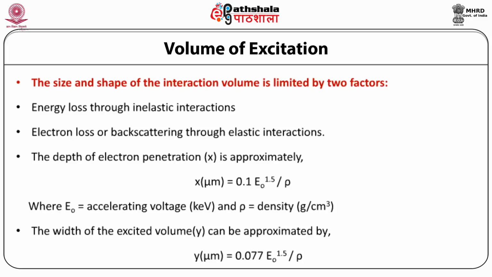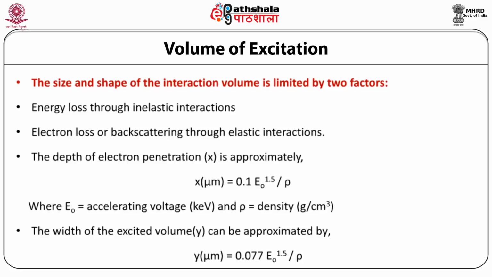Second, the influence of atomic number of the solid on the interaction volume. In specimens of high atomic number, the electrons undergo more elastic scattering per unit distance, and the average scattering angle is greater. The electron trajectories in high atomic number materials tend to deviate out of the initial direction of travel more quickly. The shape of the interaction volume is greatly affected by the atomic number of the specimen.